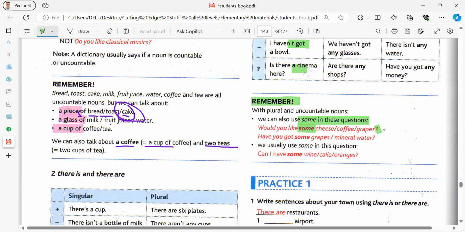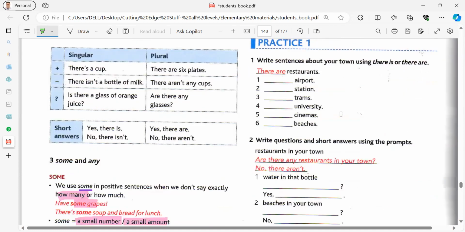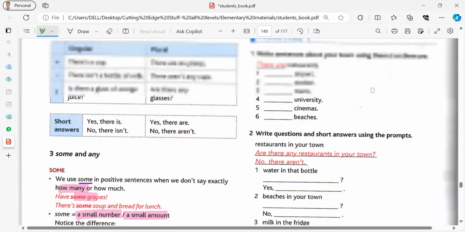Another one: have you got some grapes or mineral water? In this case, I know the answer would be yes, so we usually use some in this question. Can I have some cake, orange? Can I have some? In this way you can use some, because it's not a question, it's a request. So far, so good.